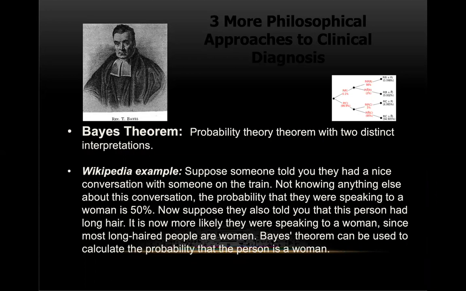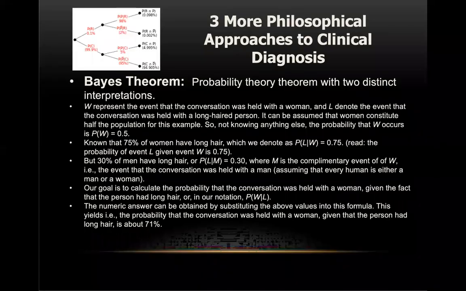Of course, you will then start assuming that most likely that person was speaking to a woman, because most commonly long-haired people are women, isn't it? This is how Bayes' theorem is used to calculate the probability that the person is a woman. There are mathematical formulations of probability theory with two distinct interpretations, for example, W represents the woman and L represents the long hair. So there is a scientific method and a mathematical formula as well. I'm sure you can all read it, but I would not like to explore this in detail because we are dealing with something else.